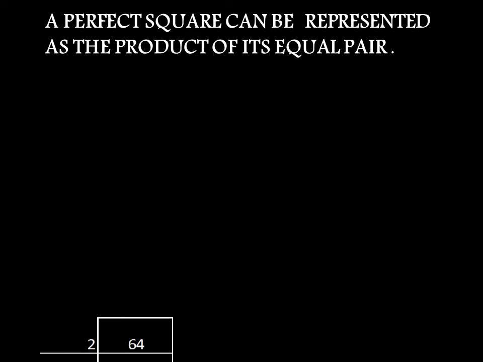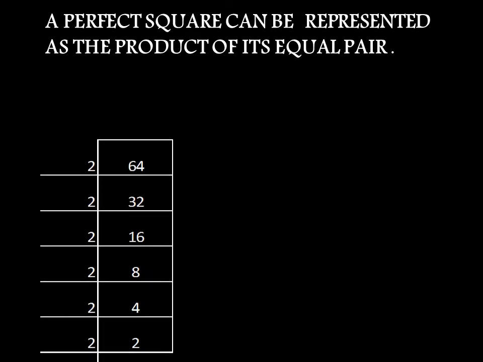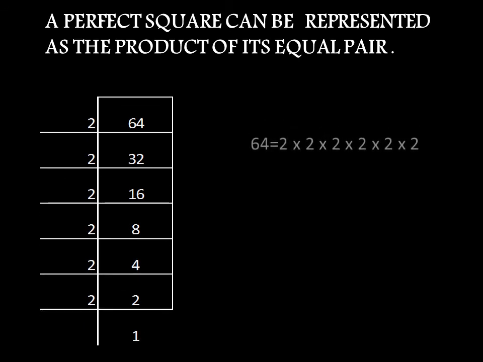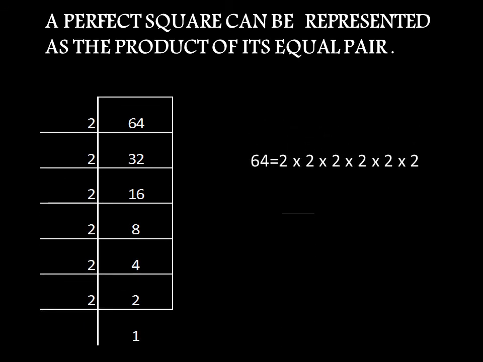A perfect square can be represented as the product of its equal pairs. Let's take the number 64 and factorize it. We see that 64 is represented by 3 pairs of 2. Hence 64 is the square of the number 8.